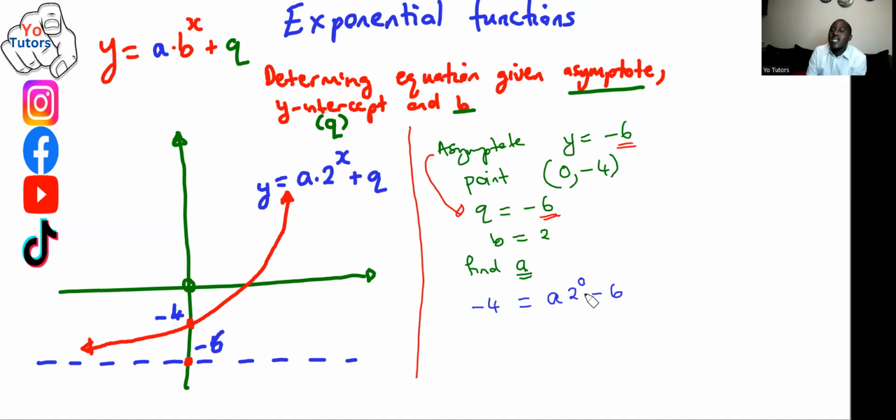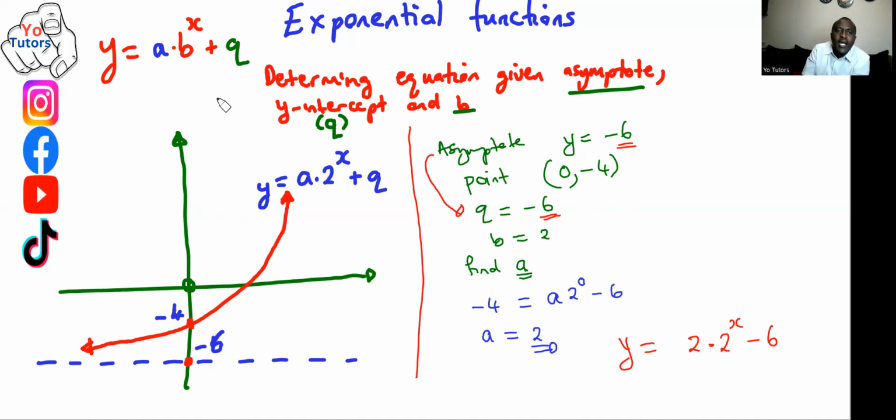So in this case here, any number to the power of 0 is 1. So we bring in the 3 there. So A in this case here is going to be equal to -4 plus 6, which is equal to 2. So our A is equal to 2. So our function, our equation, will be equal to A is 2, then we have got 2 to the power of X -6. That's how we write our equation.